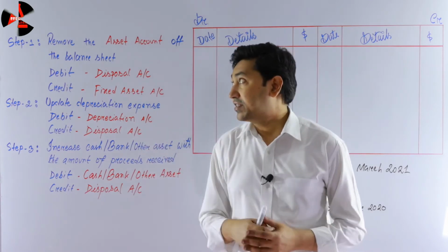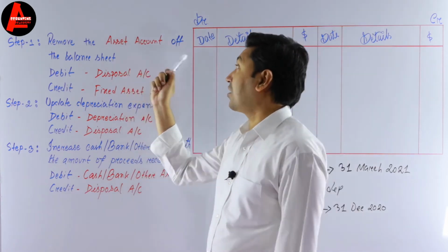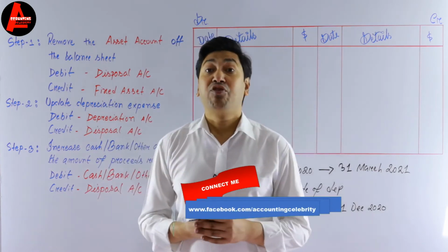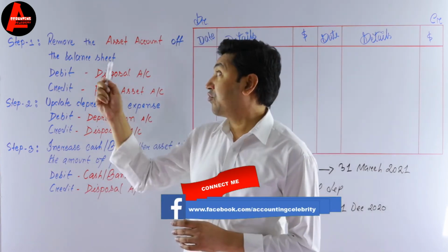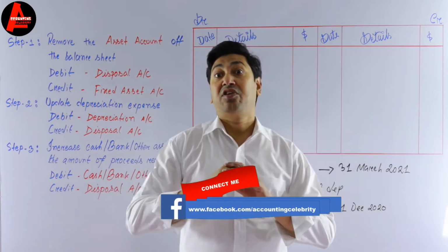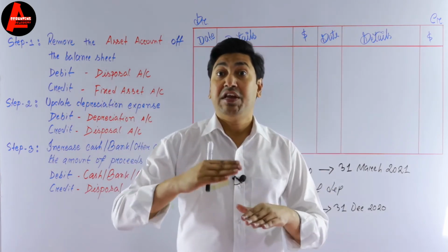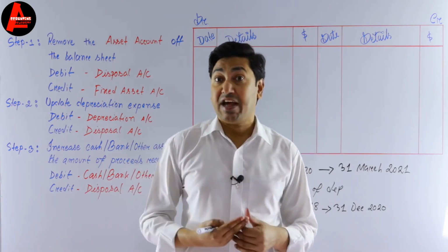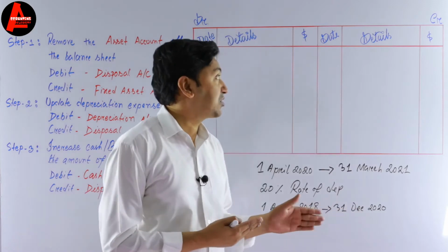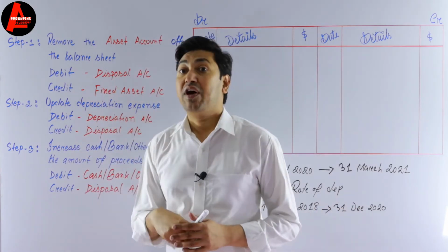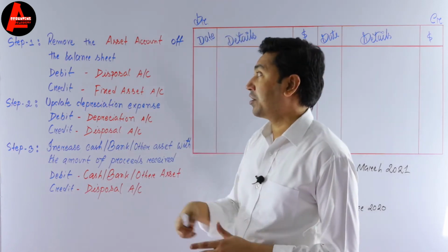Look at step number 1. Remove the asset account from the balance sheet. The asset which is sold, we have to remove from the balance sheet. In the balance sheet, the first section is for non-current assets. There we list all the non-current assets. As this asset is sold, the office equipment is sold, so we have to remove it from the balance sheet. So what is the journal or double entry here?